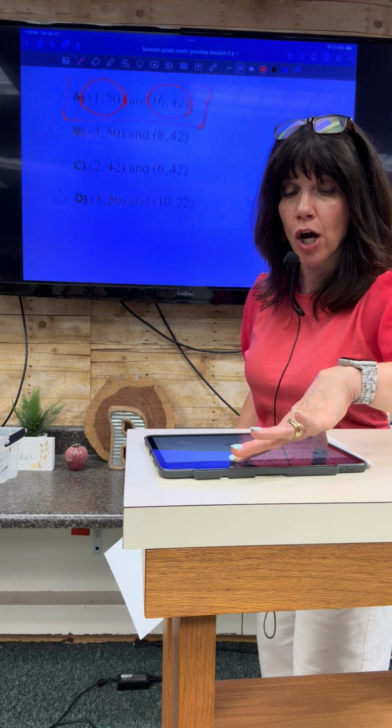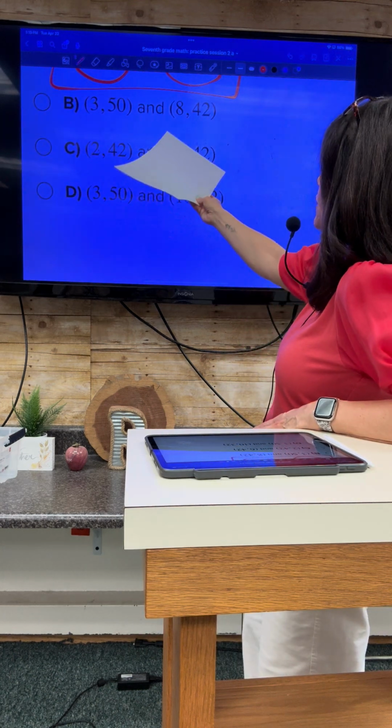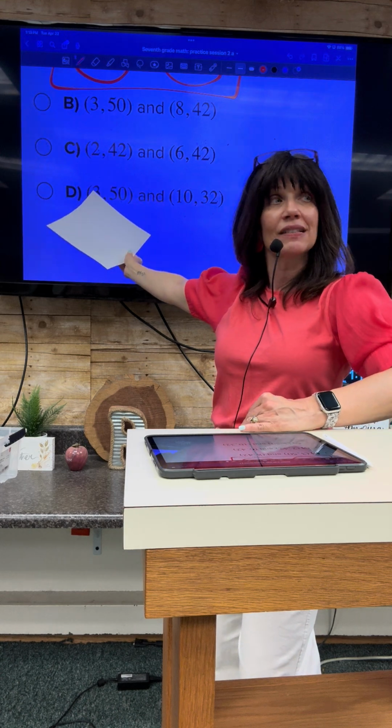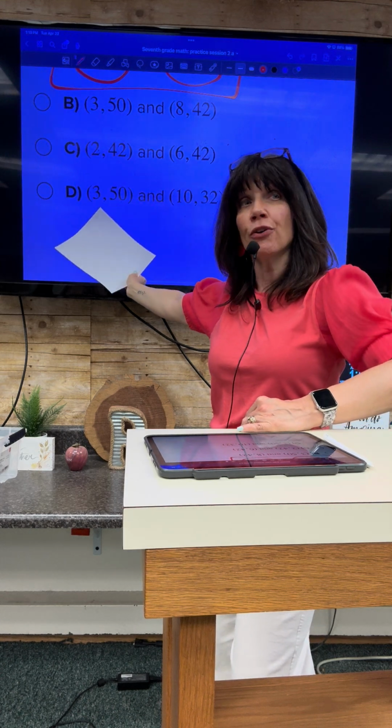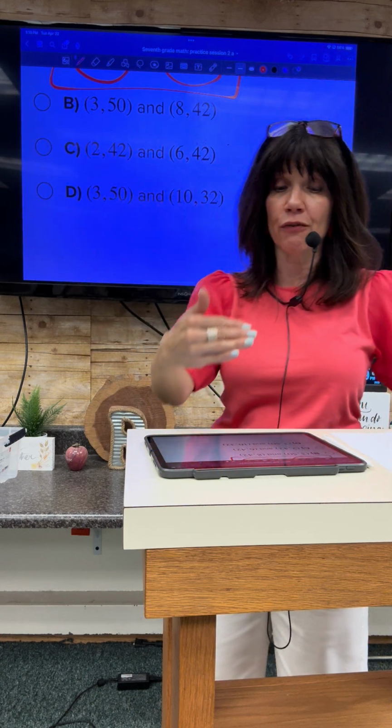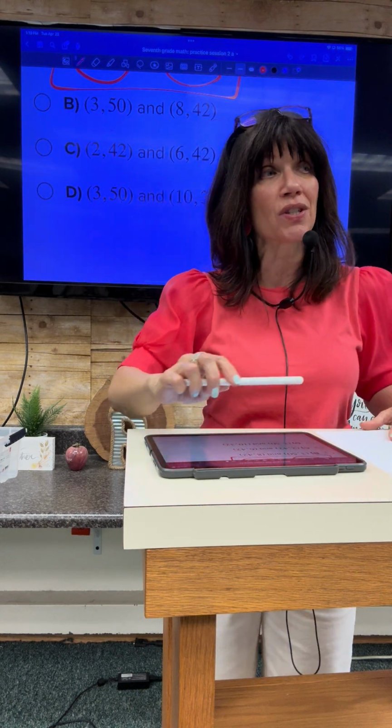If the answer is no, then plot 3,50 and 8,42. Do your straight edge against it. If you believe that creates the best line of fit, you pick B. Try that procedure with every option and pick the one that matches the best.